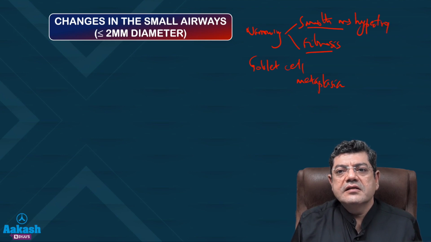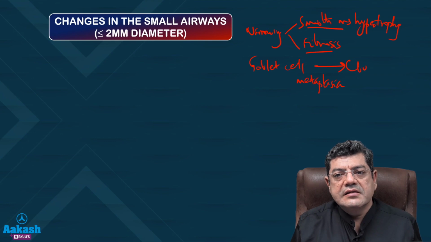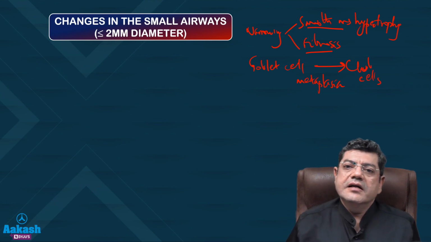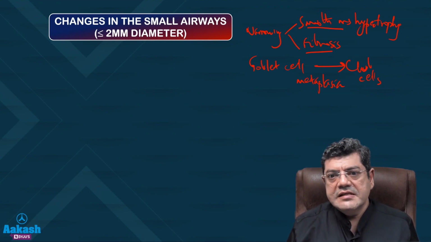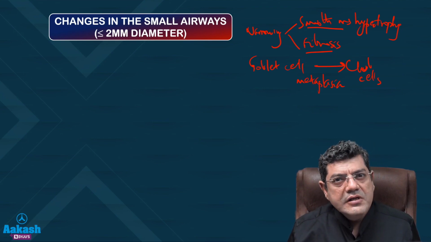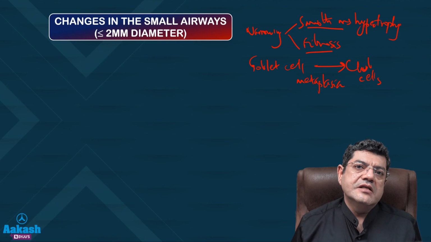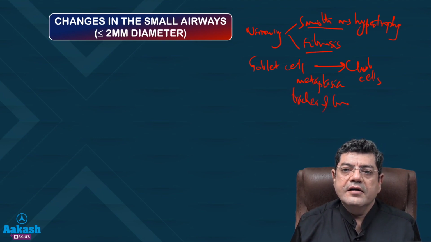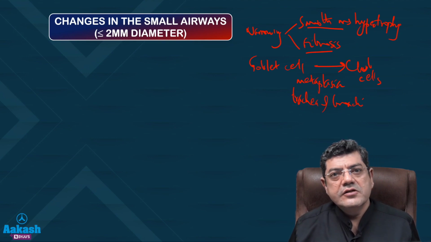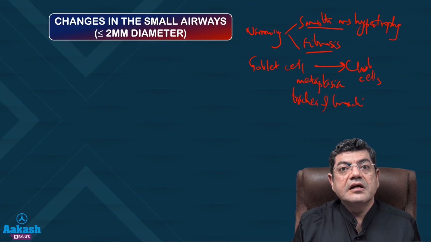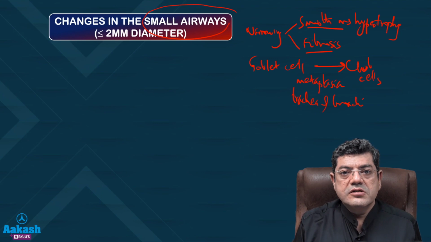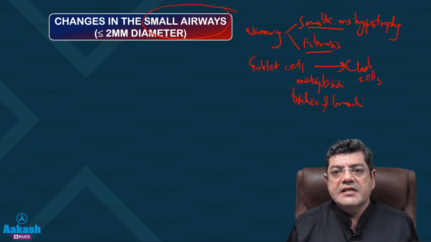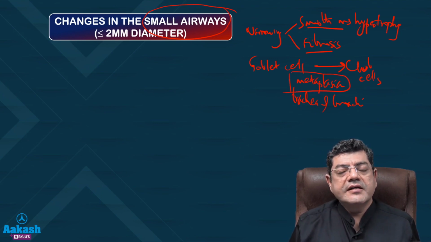Another thing is that there is a goblet cell metaplasia. These goblet cells replace club cells. Club cells normally produce surfactant. And two things about this. One is that the normal healthy individual has goblet cells only in the trachea and bronchi, whereas the COPD patient has goblet cells throughout the tracheobronchial tree. So that's a metaplasia, correct?